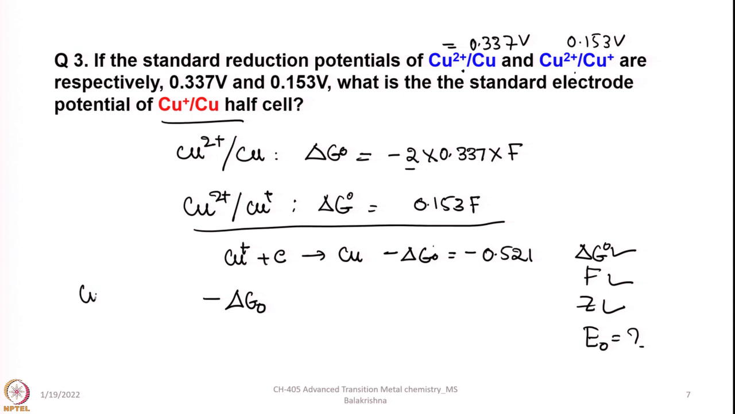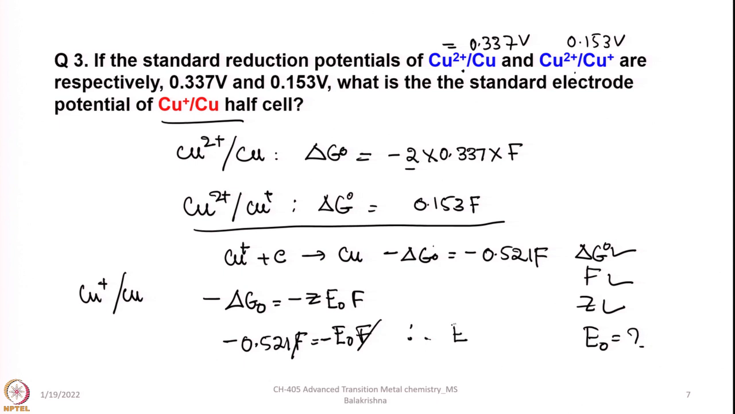So, this is for the Cu+, Cu couple, equals minus Z E naught F. Okay. So, this value is already there, this is F. So, I shall put minus 521 F equals, here Z is 1, simply this is E naught F, so it goes, and this is also minus, therefore, E naught.